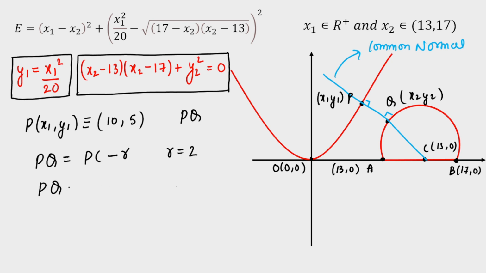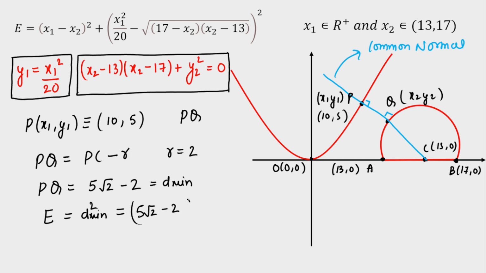Now PQ will be equal to PC. We can easily calculate the distance between this point P, that is (10, 5), and (15, 0). It is root over 25 plus 25, clearly visible, so that is root 50. I can write this as 5 root 2, and minus the radius 2. So that is the PQ distance, and that is the minimum. Now E is equal to the square of the minimum distance. So that will be equal to (5 root 2 minus 2) whole square. So this will be our answer, and that'll be all.